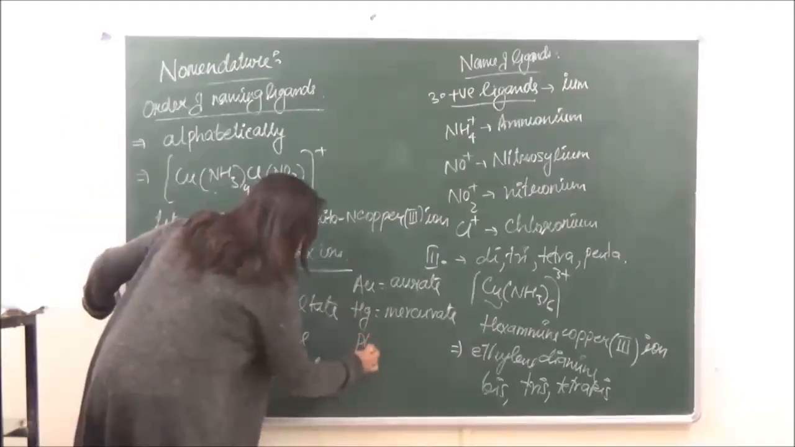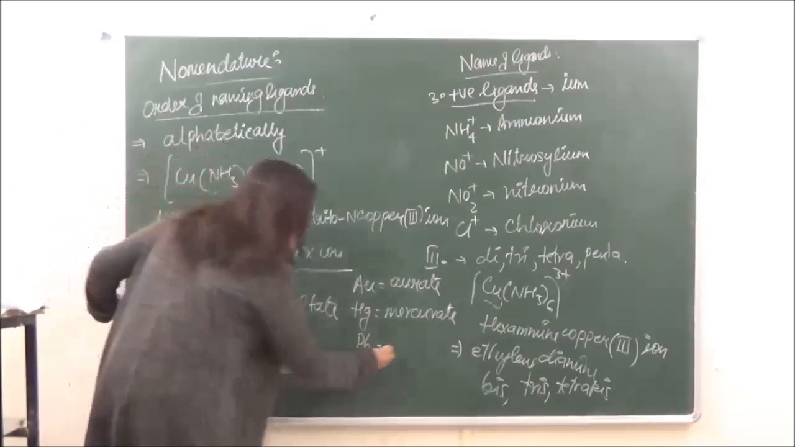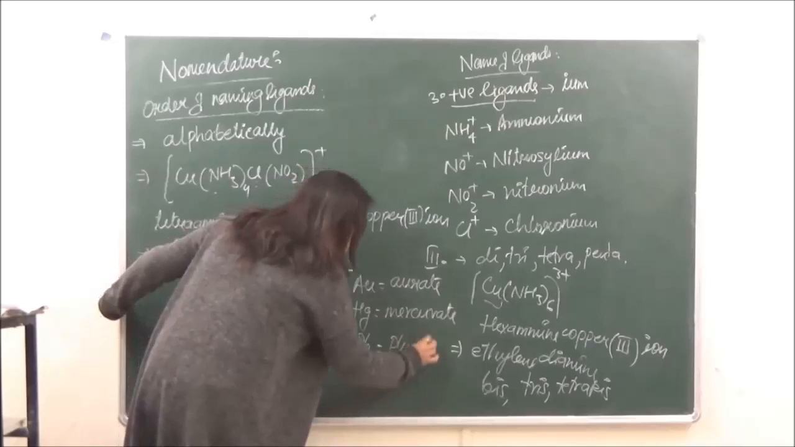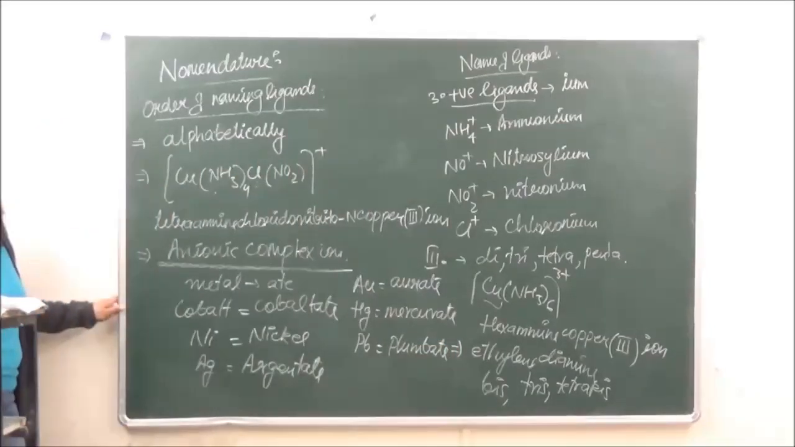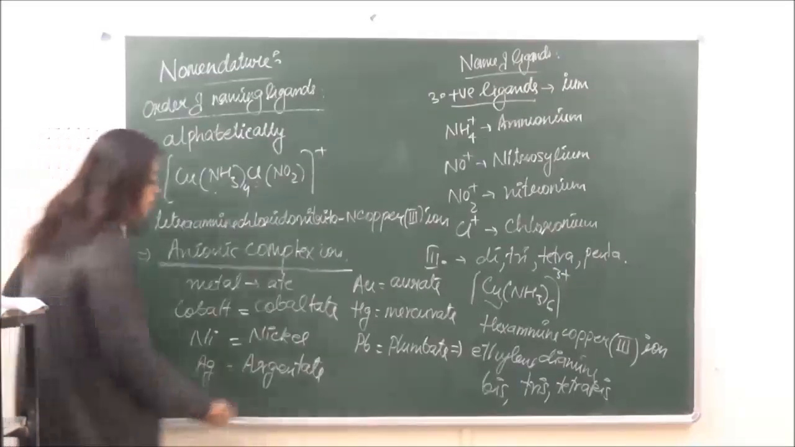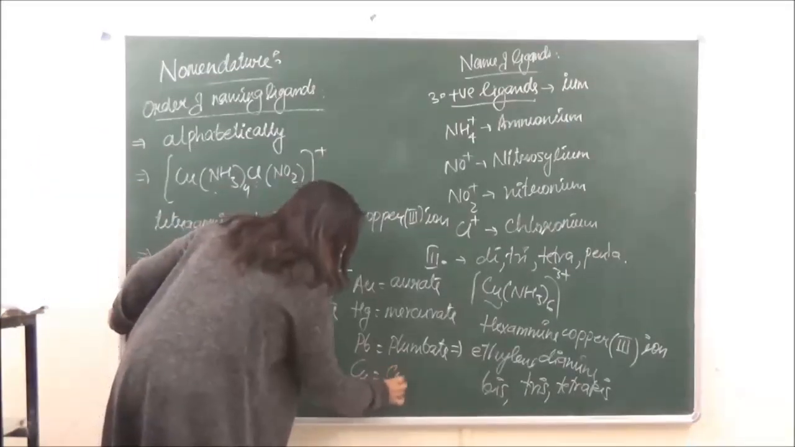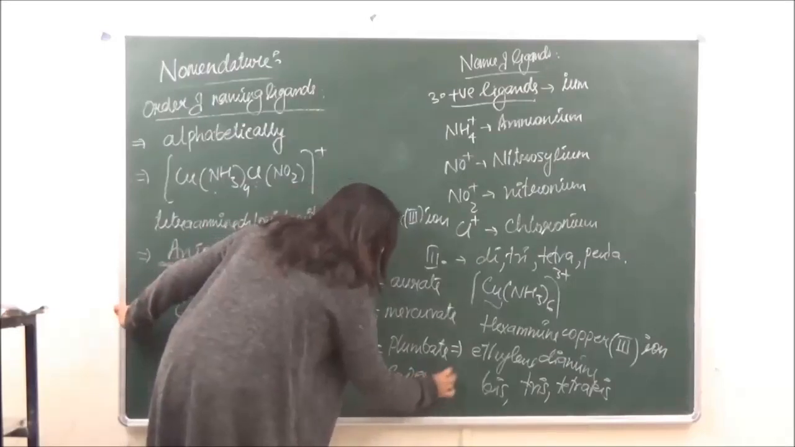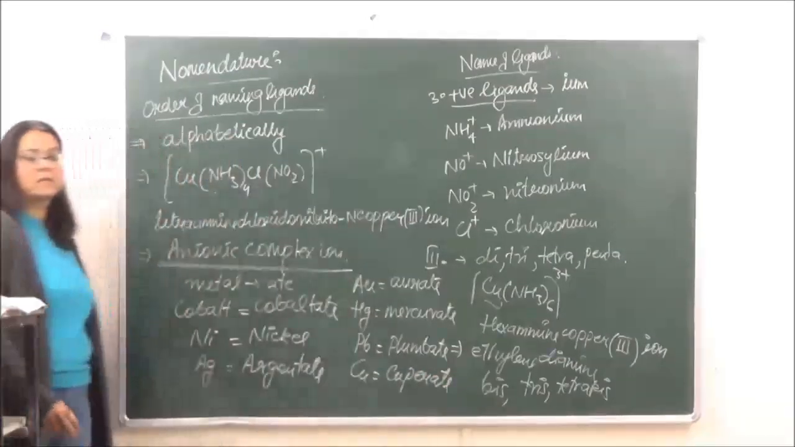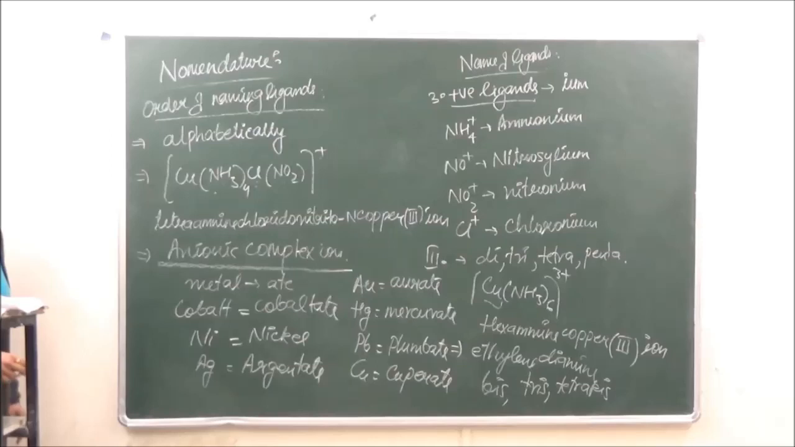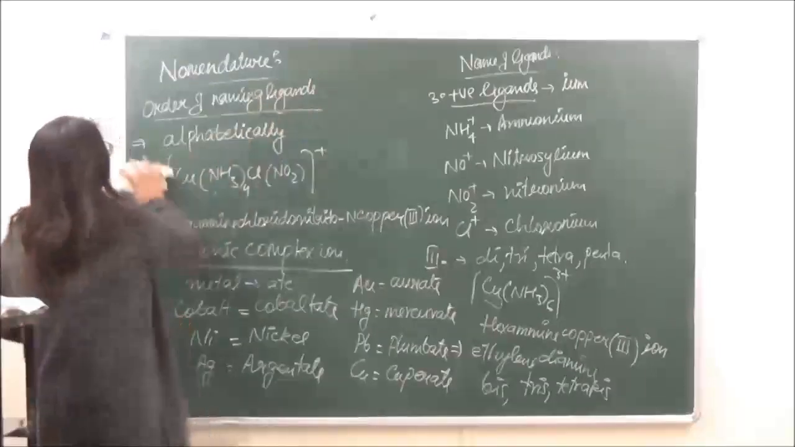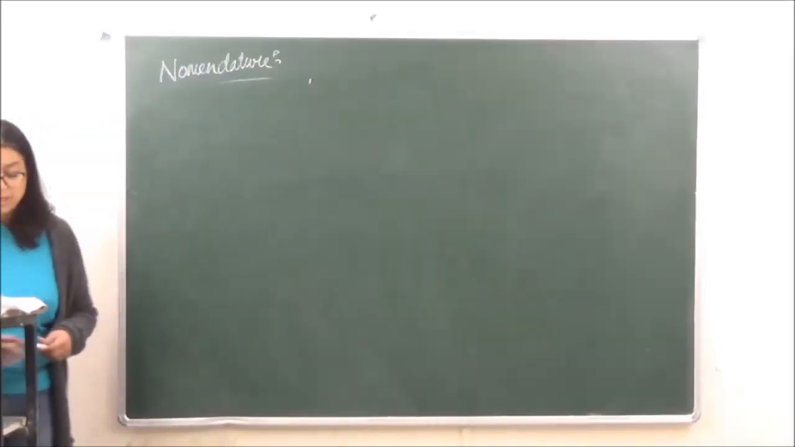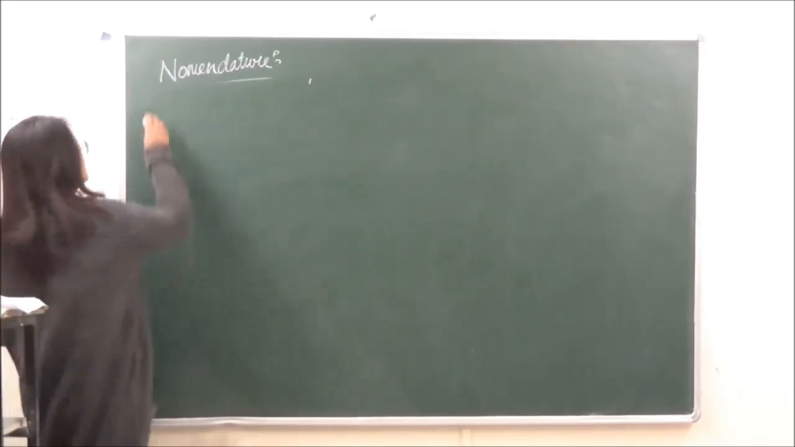If we have lead over here, this will be named as plumbate. Okay? And copper will be named as cuprate. Right? Now if we have a neutral species, the name is written as it is.